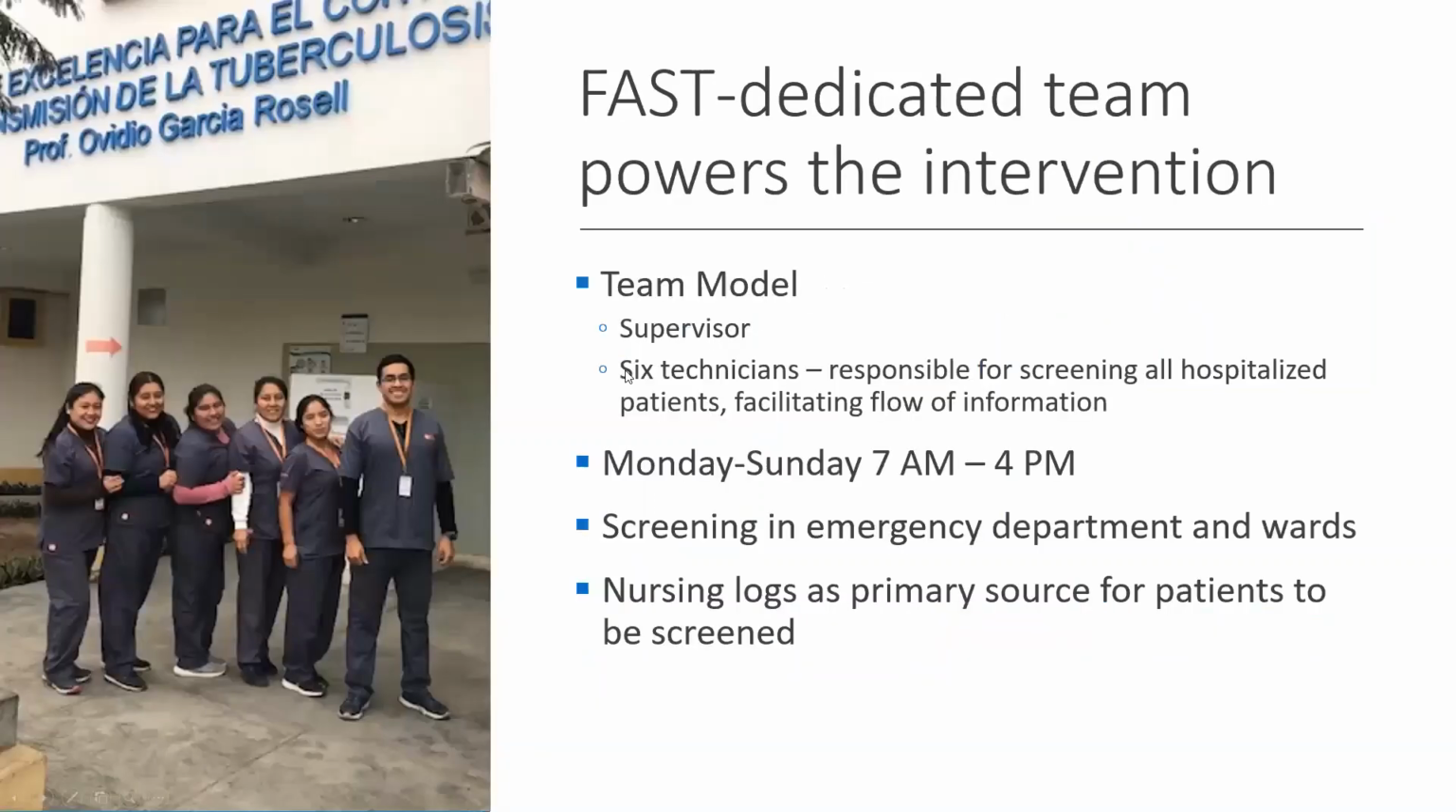So the FAST team. I think the FAST team is really what powers this intervention. We established a team of 6 cough monitors. They're primarily based, as I mentioned, in the emergency department, because the majority of hospitalized patients, 85 to 90%, are entering the hospital through there. So they're focused on screening patients who are admitted to the hospital. They also go to the wards.